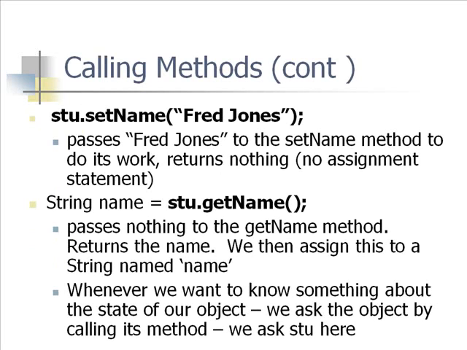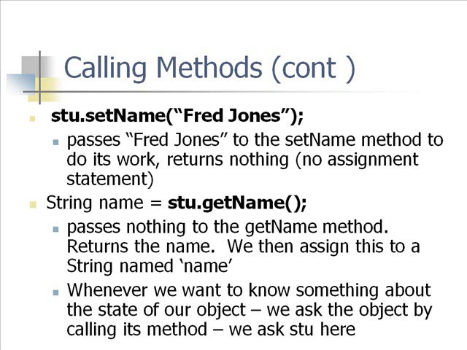Once we've made a student object and we have a reference variable named stu, we can say object name dot method name, and then if there are any parameters to be passed, put the values inside of the parentheses. That value can be a literal, like we're doing here, or it could be a variable name. stu.setName, in parentheses, Fred Jones, passes Fred Jones to the setName method to allow the object to update its copy, its memory of the name, to Fred Jones.